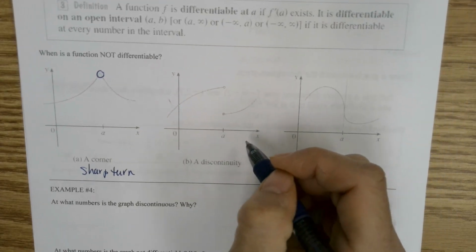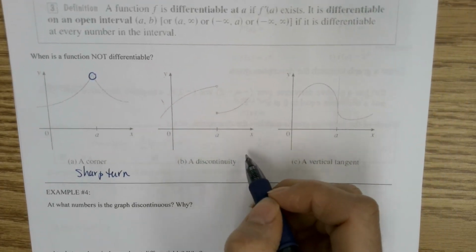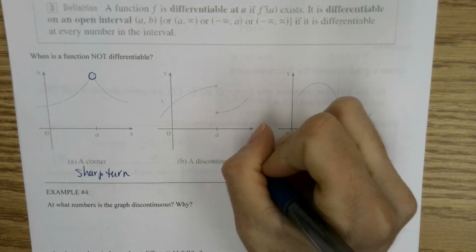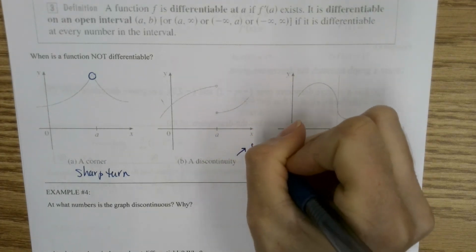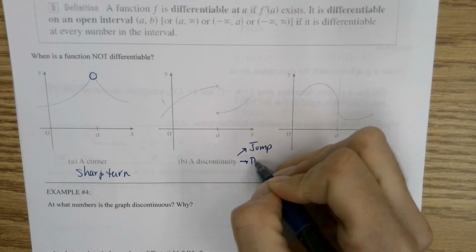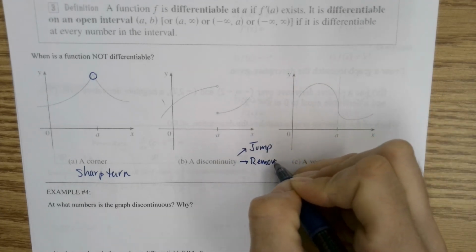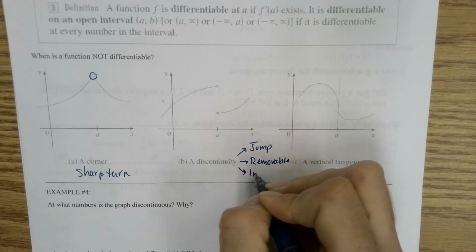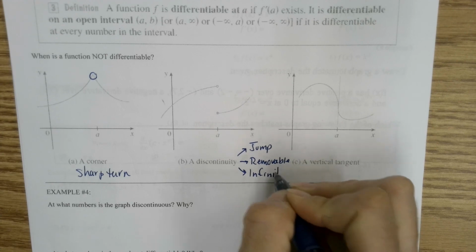Look at the second example. If you have any kind of discontinuity, and we know discontinuities can happen 3 ways. The first way is a jump. So that is the example of what we're looking at here. The second way is a removable discontinuity. So that's like a hole. And the third way is an infinite discontinuity. So that is a vertical asymptote.